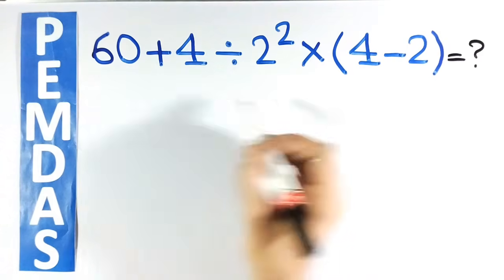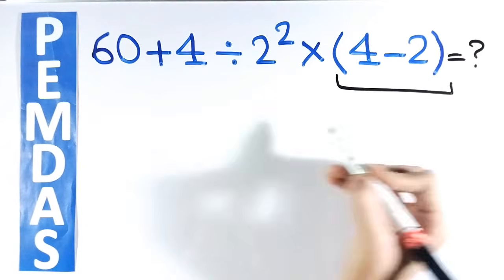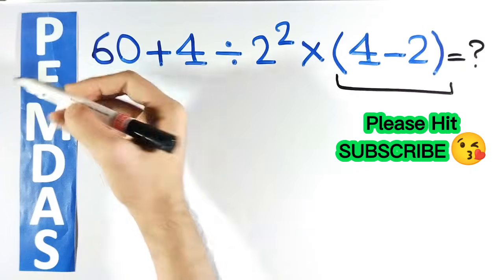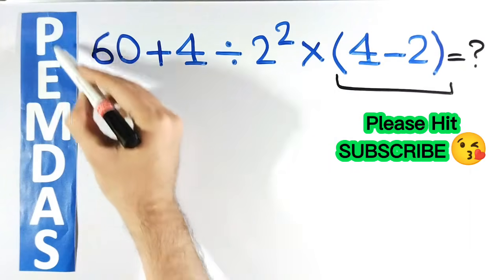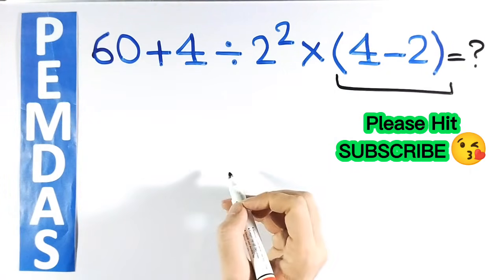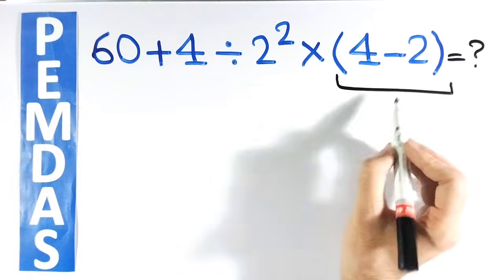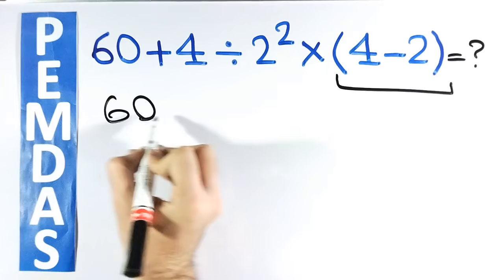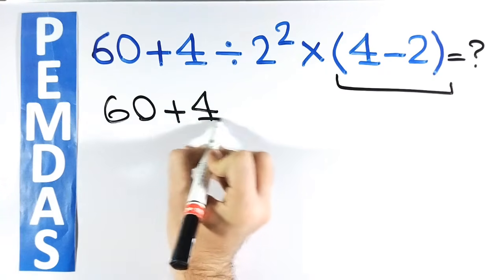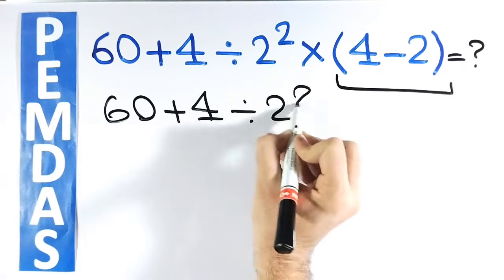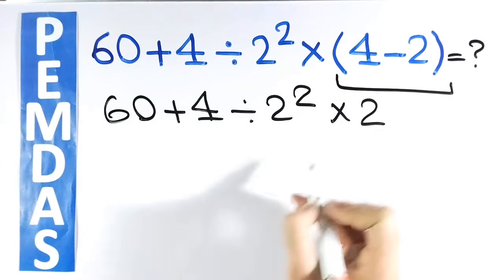According to the PEMDAS rule, first we go for the expression inside the parentheses because P or parentheses have the highest priority among the other operations. So, instead of this expression, we can write 60 plus 4 divided by 2 squared multiplied by 2.